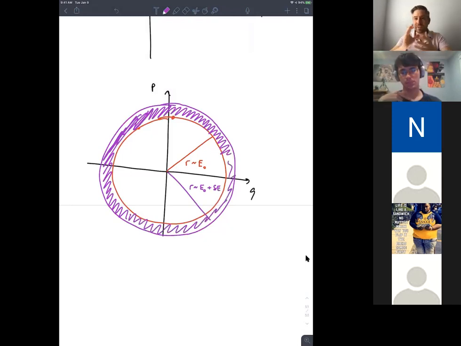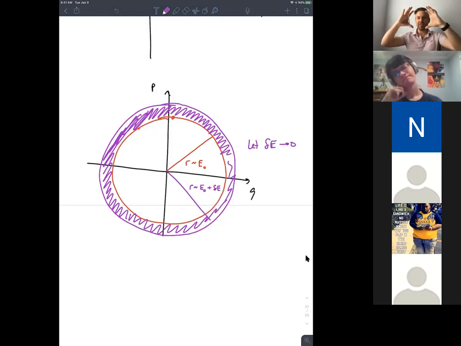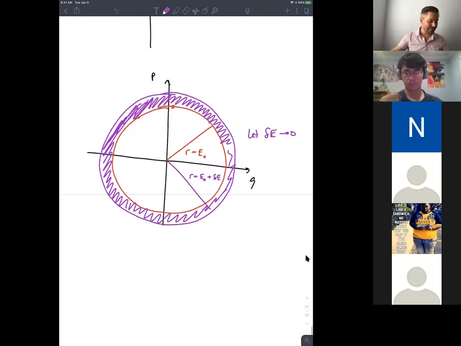All right, so in order to count the number of available states, what I'm going to do is calculate the volume of this annulus, and then let delta E go to 0. In other words, I'm looking at a specific energy, I let it get a little bit bigger and calculate the volume of that, and then I shrink it back down to where it originally was. It's just a math trick that allows me to do this.